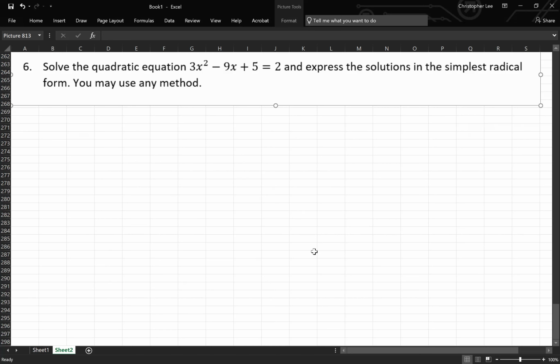Make this line longer. As long as you get the final answer, I'm happy. You use whatever method you want.